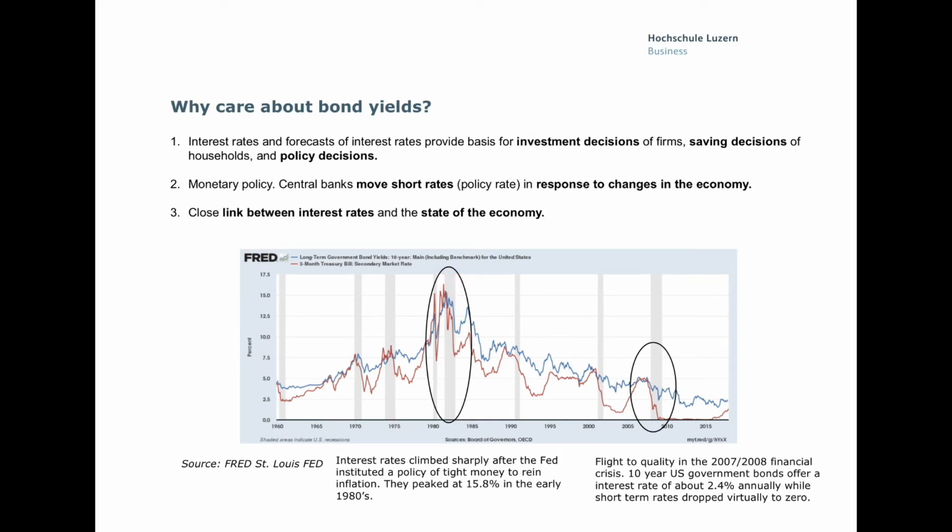Another example of how the state of the economy and interest rates are linked is related to the recent financial crisis. In 2007-2008, a so-called flight to quality episode took place, where the demand for US government bonds substantially increased and the yield of 10-year government bonds dropped to 2.4% on an annual basis, while short-term rates measured by 3-month Treasury bills virtually dropped to zero.